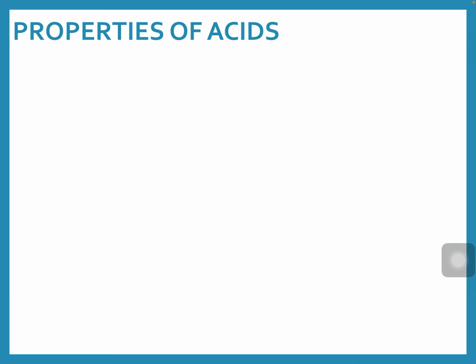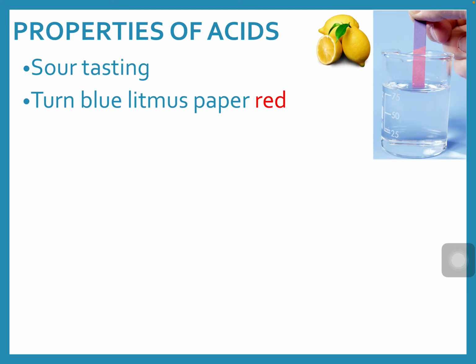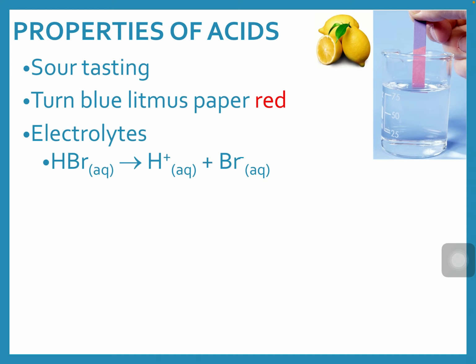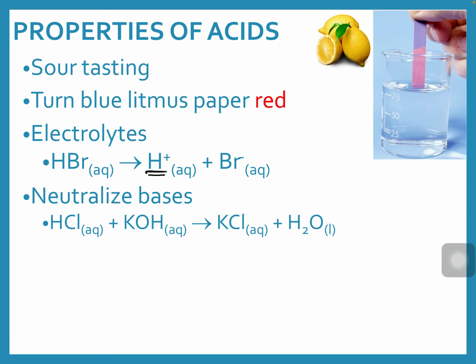Okay, recap of properties of acids, which we talked about last year. So acids taste sour. They will turn blue litmus paper red, and red litmus paper will stay red. When they ionize, the ions or electrolytes that result are hydrogen and whatever else that acid was paired with. So in this case, bromine ions. They will neutralize bases. So this is one of our special cases of a double displacement reaction. So H and OH will pair to form water, and the metal and nonmetal will pair to form a salt.